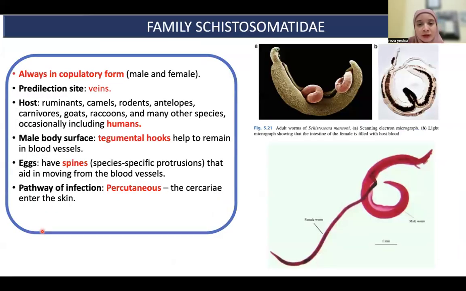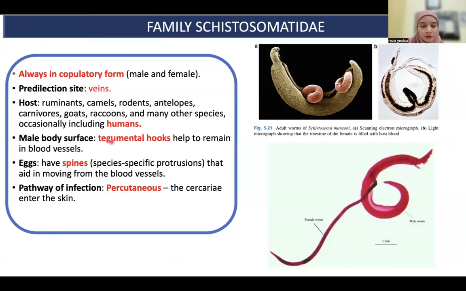The last one is the Schistosomatidae family. They are always found in copulatory form, male and female. This is the male, and this is the female inside. The predilection site is special, and the host range is very wide, from ruminants, camels, rodentia, antelopes, carnivores, goats, raccoons, many other species, and humans. So this belongs to zoonotic.